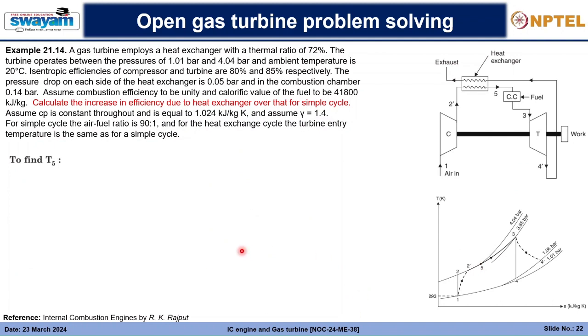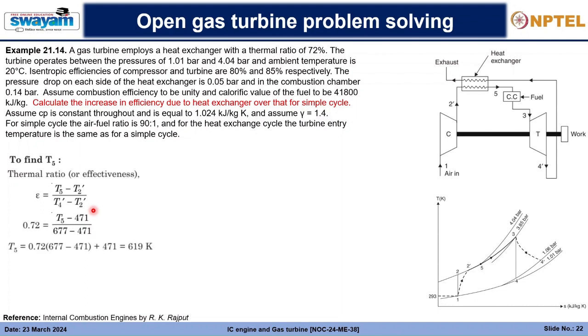So we'll use the concept of effectiveness of the heat exchanger out here. The effectiveness or the thermal ratio will be T5 minus T2 dash, that is the heat gain, divided by T4 dash minus T2 dash, that is the total amount of heat that was available to be gained by this air. So from here we only need to calculate the value of T5, and the T5 value ends up to be 619 Kelvin.